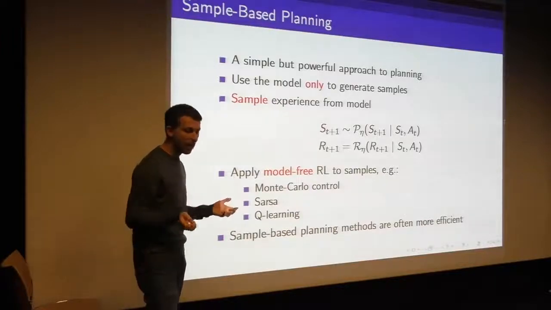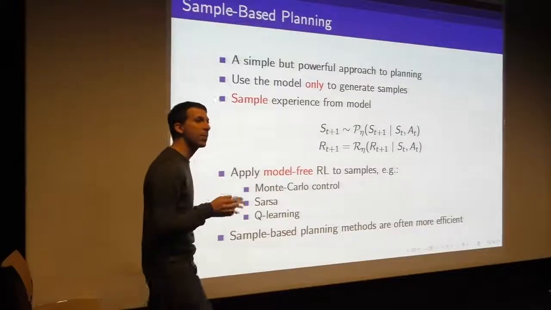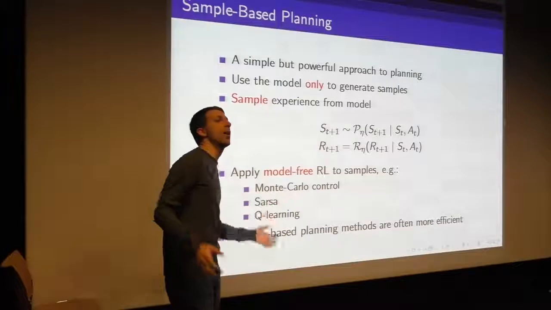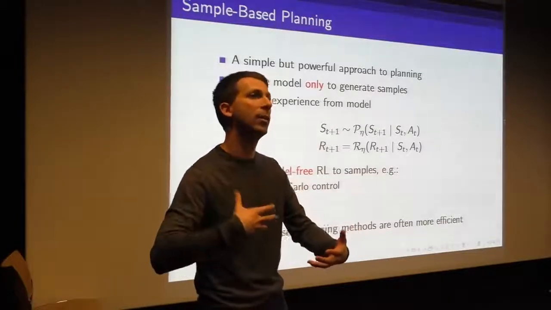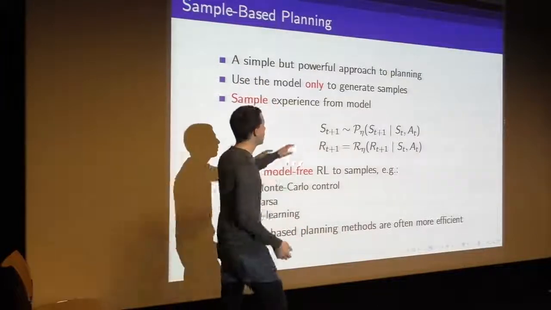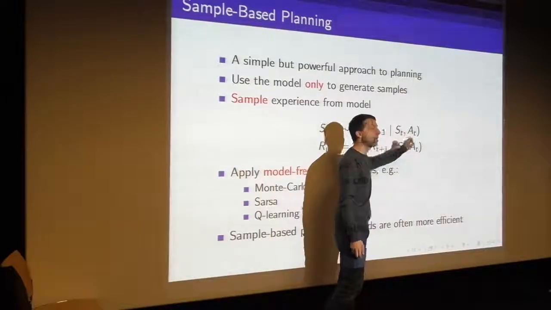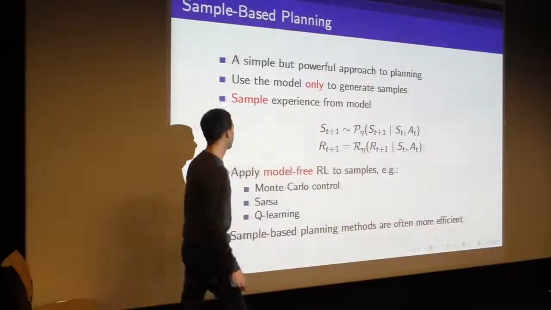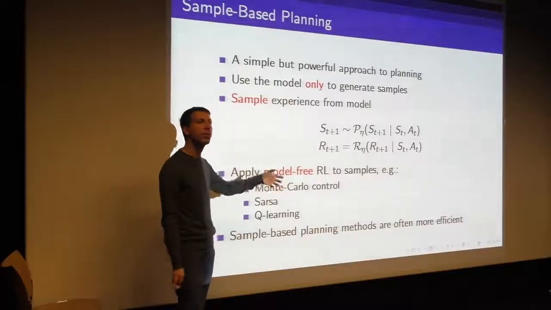So instead of knowing that 75% of the time the wind will blow me right and 25% of the time the wind will blow me left, I'm just going to randomly sample something from the environment. I'm going to be like, oh look, I got blown right on this occasion, and I'm going to learn from that sample, just like we do when we interact with the real world. So we sample a next state. If we're in some state S, A, I'm going to sample the next state and the reward from the model. And then I'm just going to apply our familiar model-free reinforcement learning to those samples.